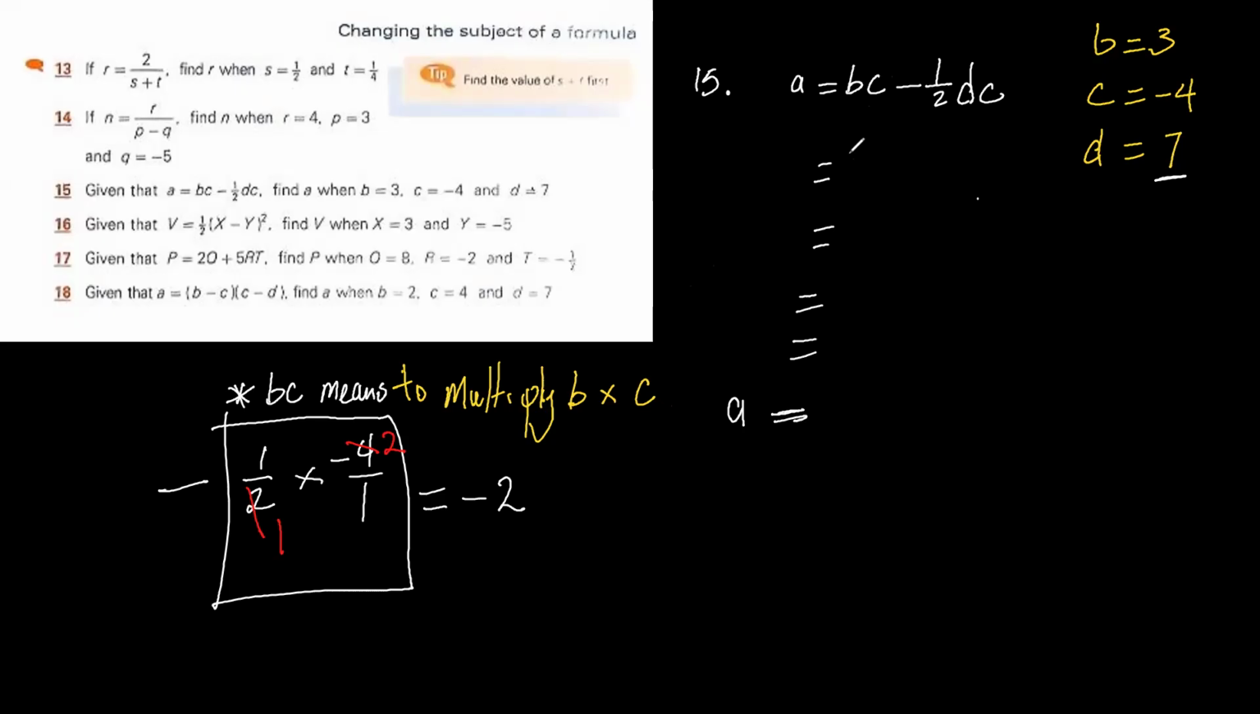All right, so B is 3, and we are multiplying by -4. So it's 3 times -4, which is -12. Minus, it's a half times 7 times -4 over 1. All right, a half times 7 times -4 over 1. So here, what are we doing?